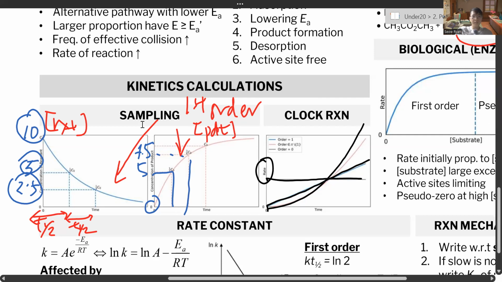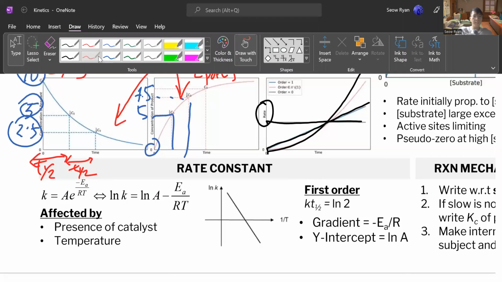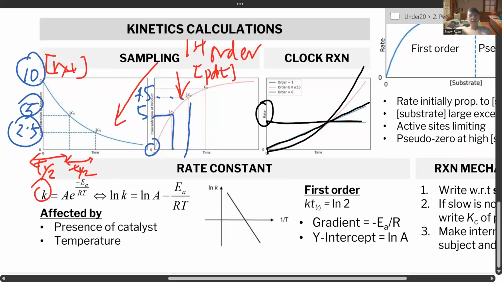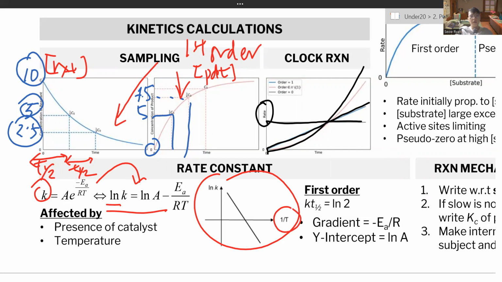The rate constant is this value, small k here, and it follows the Arrhenius equation, k = A e to the power of negative Ea over RT. You can use the linear law to convert to this form, and then draw a straight line graph of ln k against 1 over T, with the gradient of this graph as negative Ea over R, and the intercept is ln A.